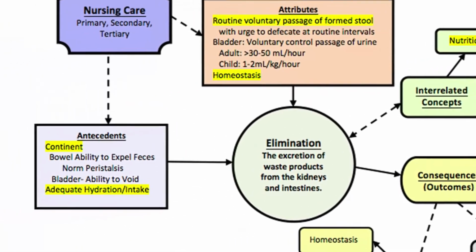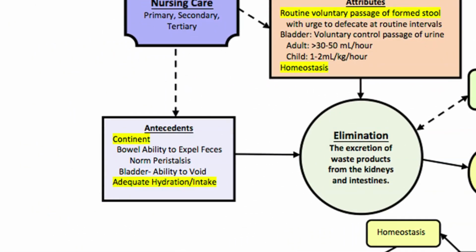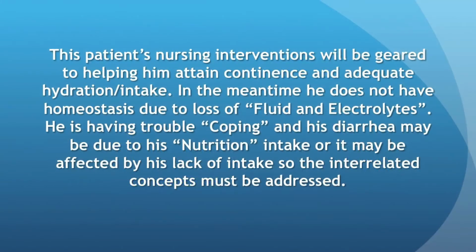So when we're looking at what is the problem, we look at his antecedents. And his antecedents, again, remember, they're before the concept occurs. He's not continent. He is having an inability to expel feces. He cannot hold the feces. And he is having a problem with adequate hydration and intake. So we know automatically that our nursing care is going to be geared to these two things. So if we're reading this, patient nursing intervention will be geared to helping him attain continence and adequate hydration and intake.